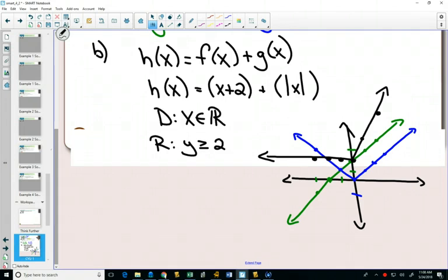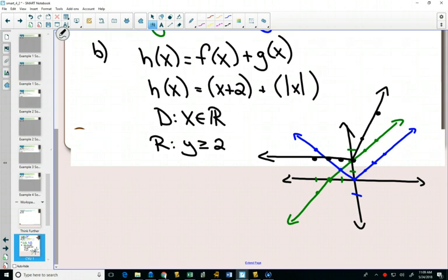Now on your exam, they usually ask only domain questions. If they ask range questions, you'll have to be able to work with the graphs. I'm going to show you algebraically how you would figure out that equation for that graph.